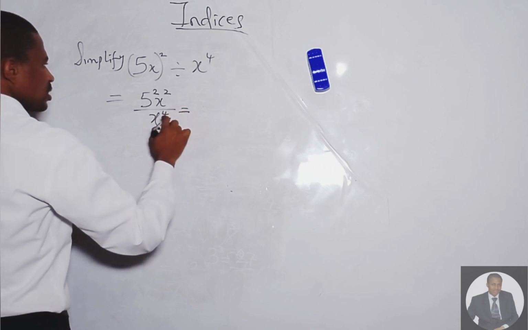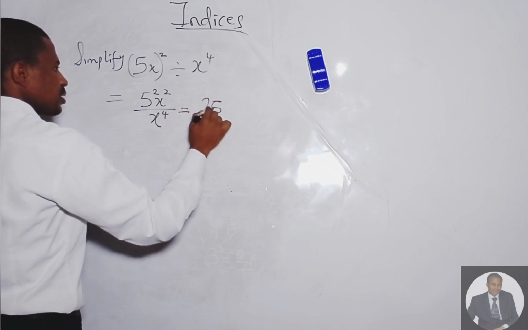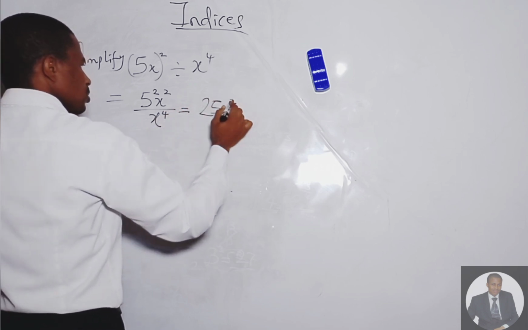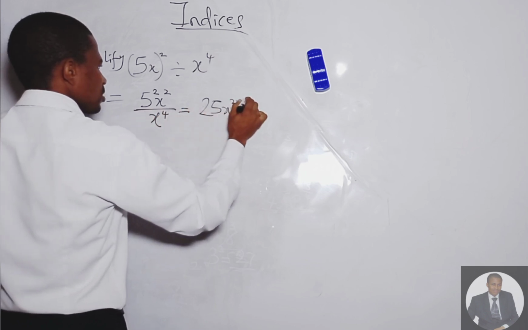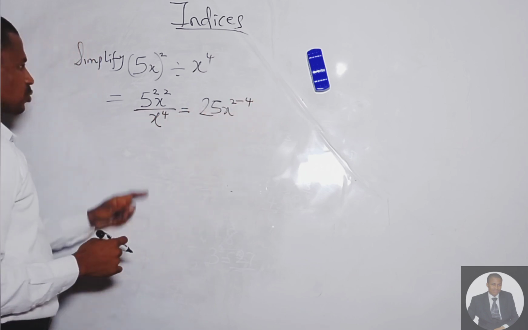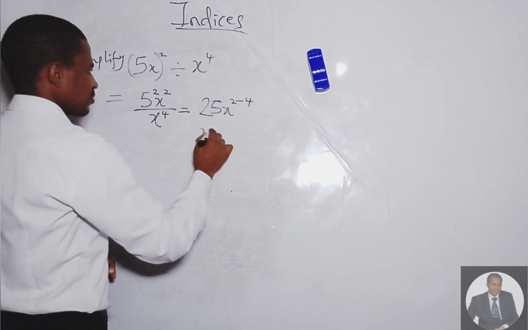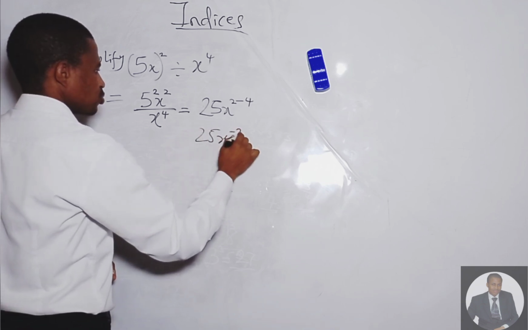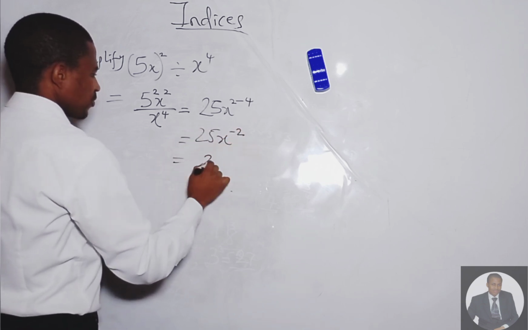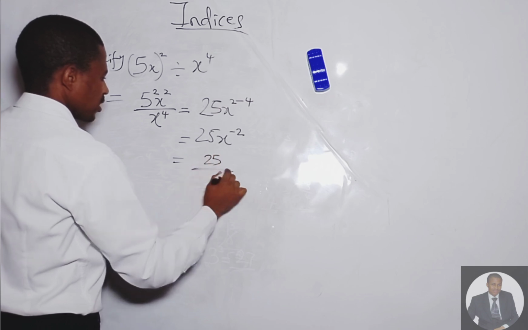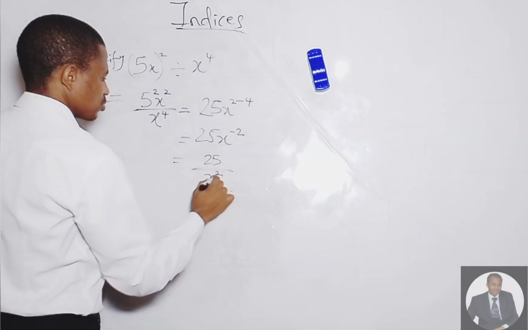And what does that give us? It gives us 25x raised to power 2. Division sign is minus 4. We pick one of the bases. That's 25x raised to power minus 2. And that gives us 25 over x raised to power 2.